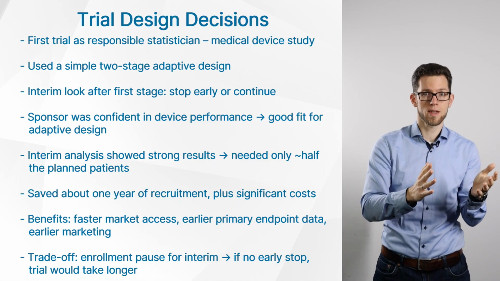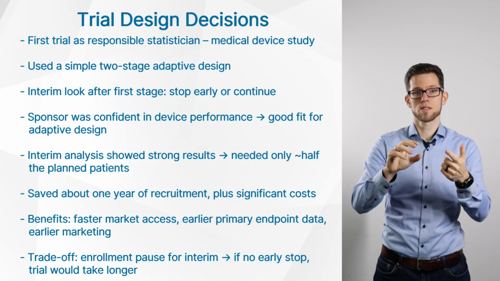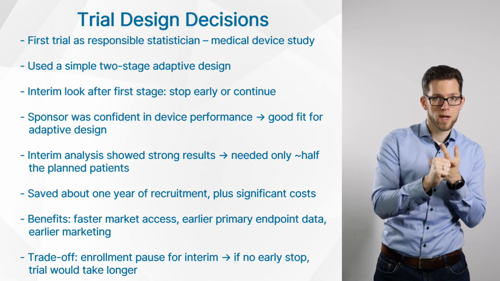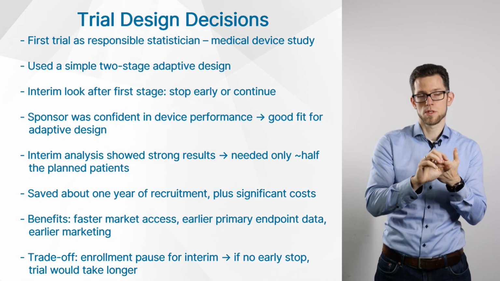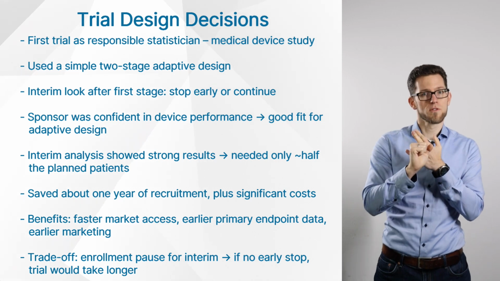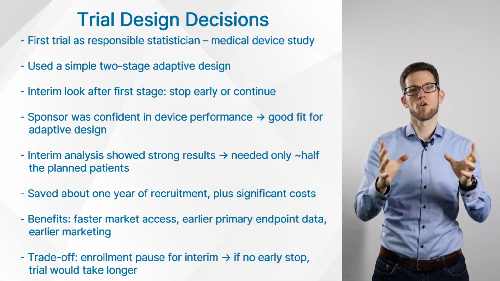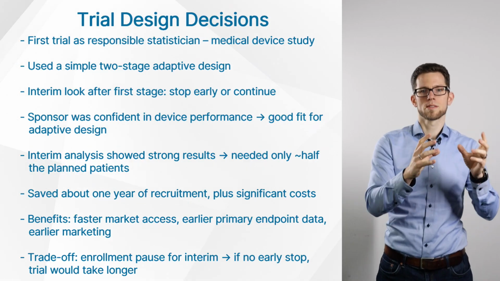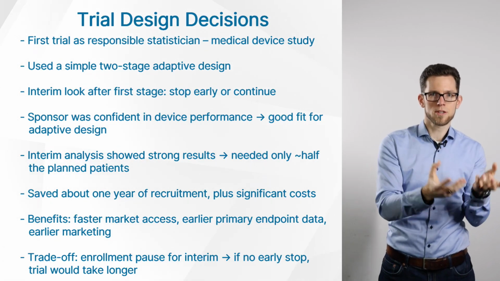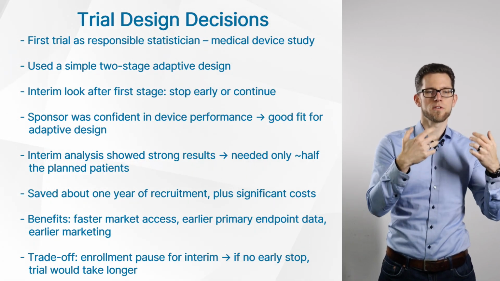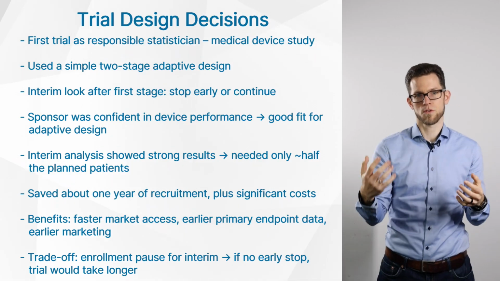So for the client, that meant faster market access, faster primary endpoint data, which they could use to start their marketing, and of course, a lot of saved money. So this was a great example of where an interim analysis and adaptive design led to a reduction in sample size and gave an opportunity for the client to start through.